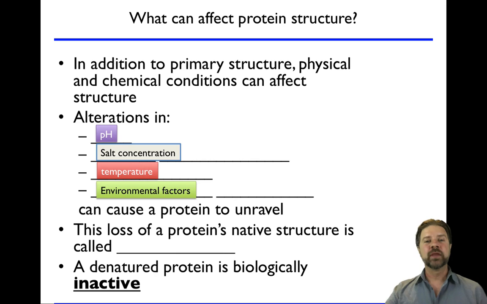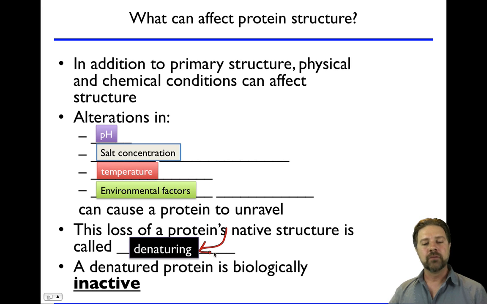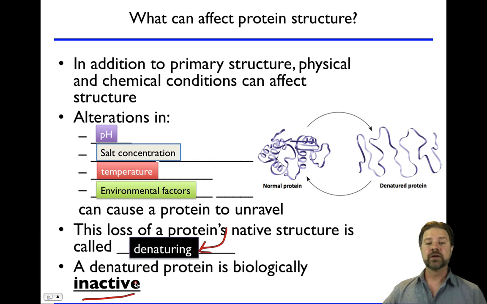Most of these things, when they're out of the narrow range of limits they should be in, are going to cause that protein to unravel. And remember, we said structure fits function. So if it unravels, it's not going to do the job it's supposed to do. We call that denaturing. So when values are way out of whack from whatever normal ranges they should be in, the protein denatures, and that makes it biologically inactive. It won't work right.